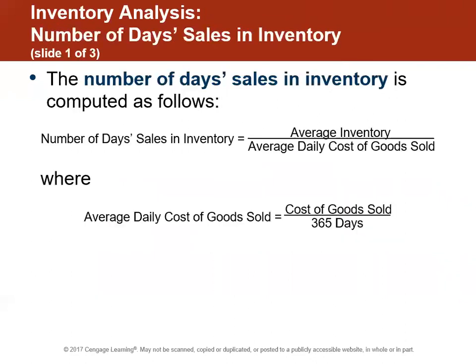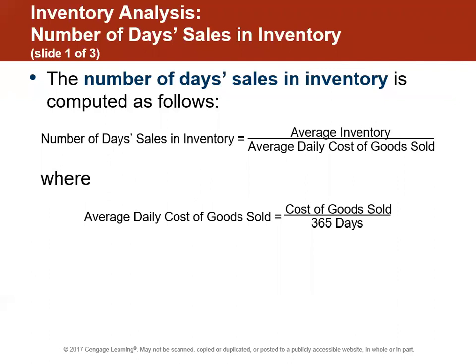Number of days sales in inventory, we're going to take that same average inventory, and now we're going to divide it by average daily cost of goods sold. So like average daily sales, but we're taking cost of goods sold, dividing it by 365 to get an average daily cost of goods sold. Okay.